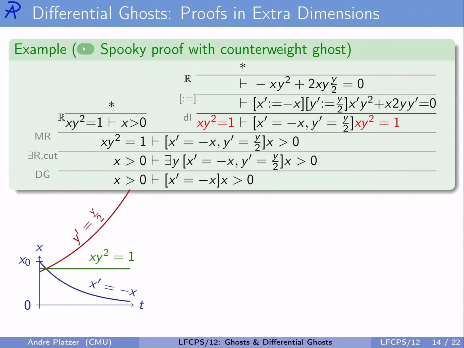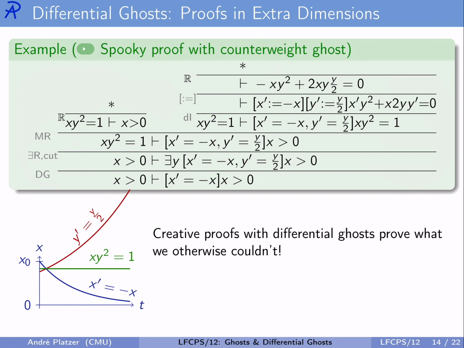In other words, this is basically a dynamics which keeps on holding that one up. Right? It's a counterweight ghost. It's something that says, by way of this relation, that even if the value of x keeps on dropping and dropping and dropping, it's still being held up just enough by this lever here, if you will. Creative proofs with differential ghosts prove what we otherwise couldn't. This with a differential invariance proof. Apparently it didn't work, and if you try anything else with differential invariance and differential cuts, it really won't work.